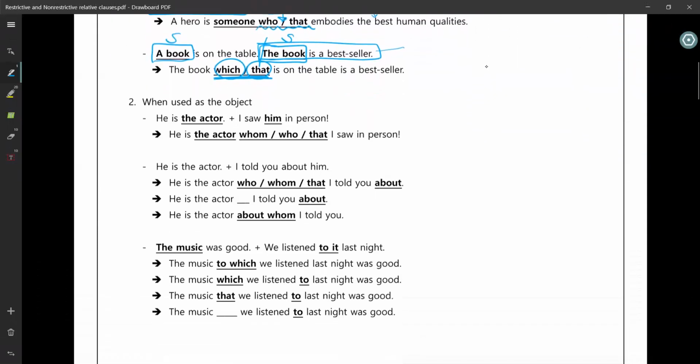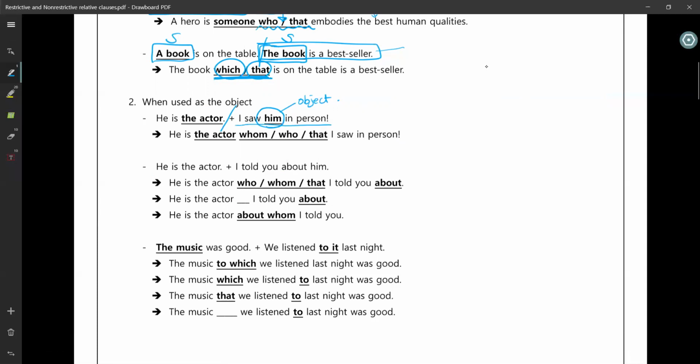You can also use the relative pronoun as an object. So for example, he's the actor. I saw him in person. So you can see that him is an object of the second sentence. And you can see that if you just stop here, he's the actor. Well, so what? There are so many actors. The main point of this speaker's intention is that he wants to say, oh, I saw him in person.